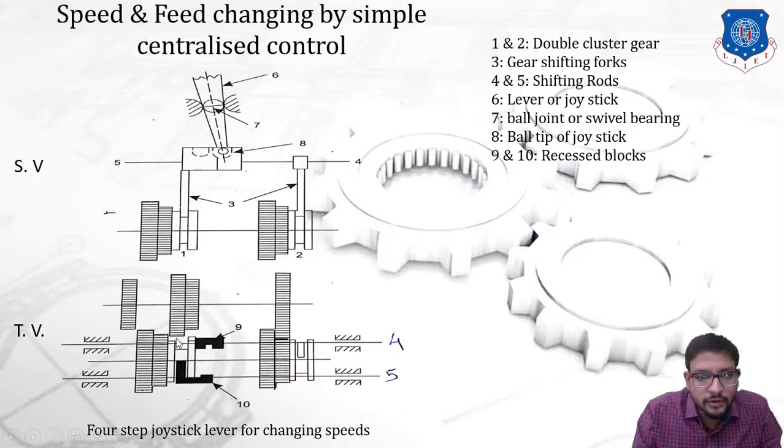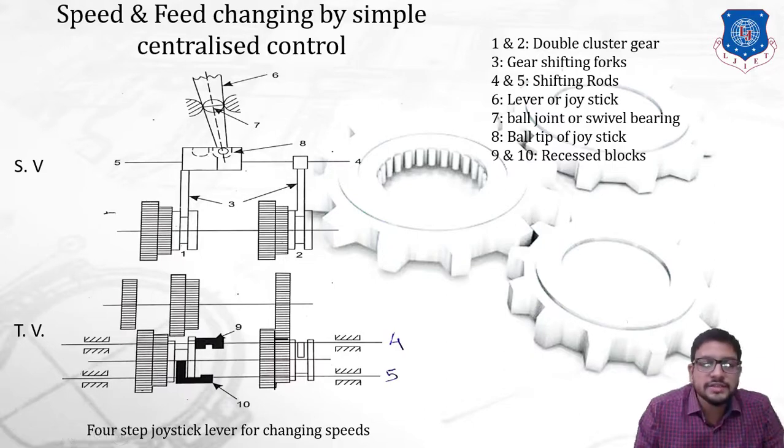You can see number 4, a shifting rod, and the second one, number 5, also a shifting rod, which are within bearings. The bearings provide support to these rods. On these rods, what is there? You can see in the side view that there is a recessed block provided. The darkened portion you see in the top view, 9 and 10, is a recessed block, which can also be seen in the side view.